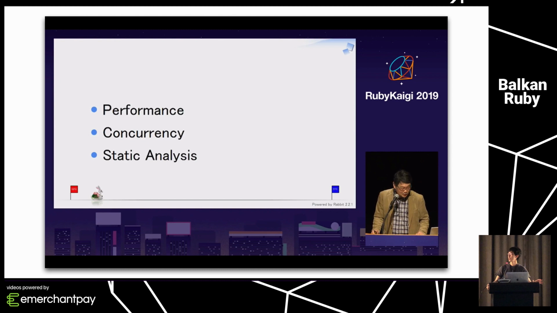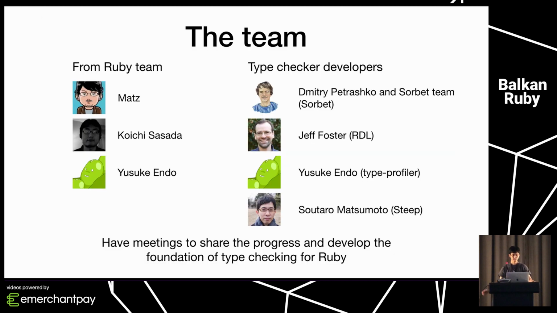This is a picture from Matz's keynote from RubyKaigi this year. And as you know, he has 3 big improvements on Ruby: performance, concurrency, and static analysis. And we are working on the 3rd topic, the static analysis. These are the people who are working on this project. From the Ruby core team, we have Matz and Koichi Sasada and Yusuke Endoh.